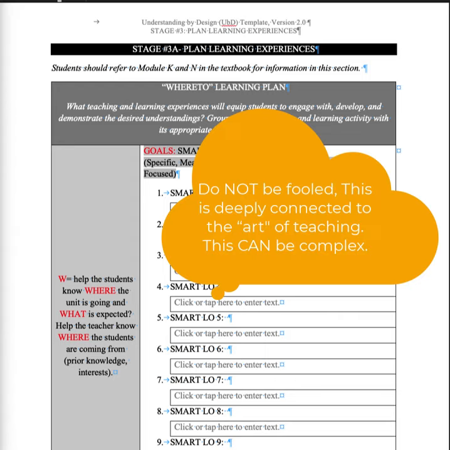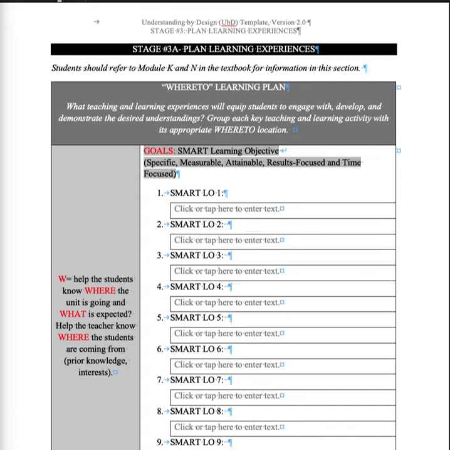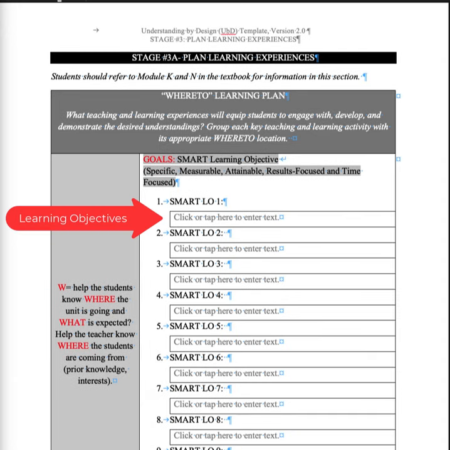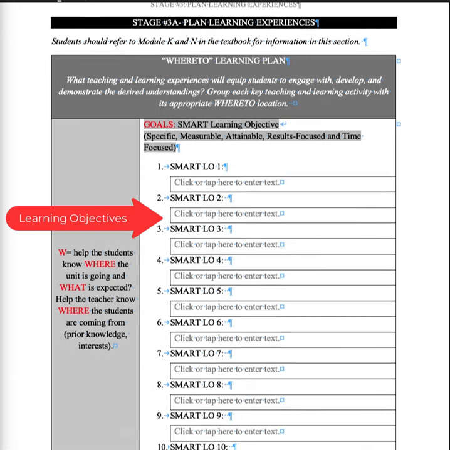It seems very complex, and in truth it is, but once you start to deal with it piece by piece, it starts to outlay very nicely. So let's get into it. We start with the learning objectives, which, as we mentioned, were written on the SMART template.